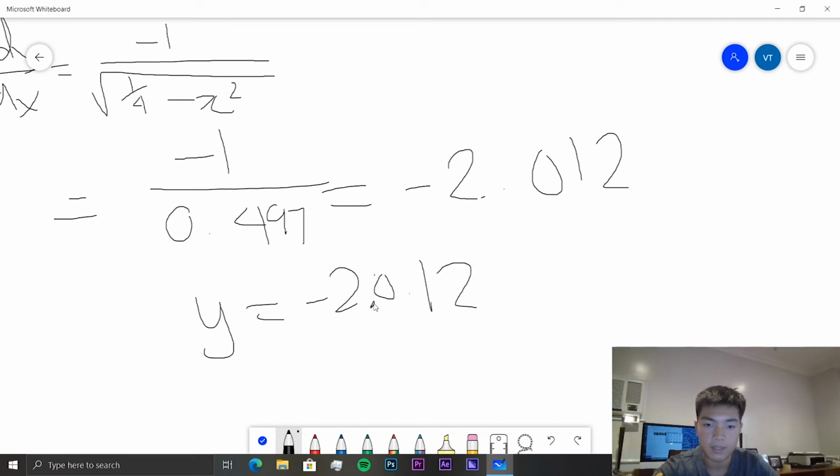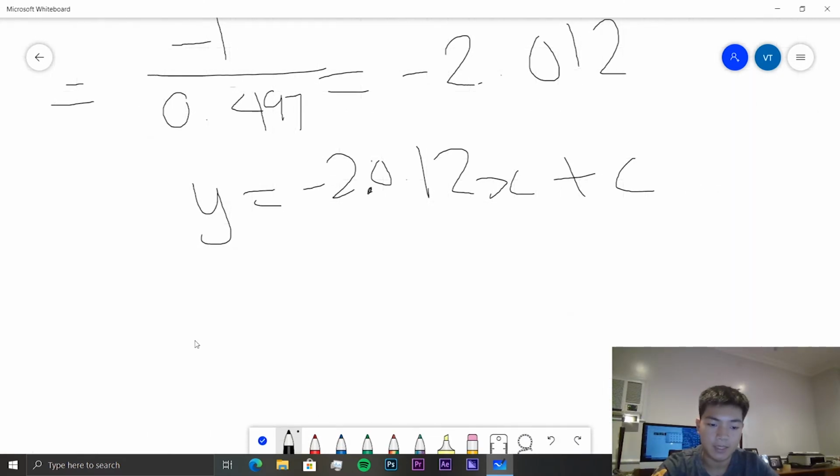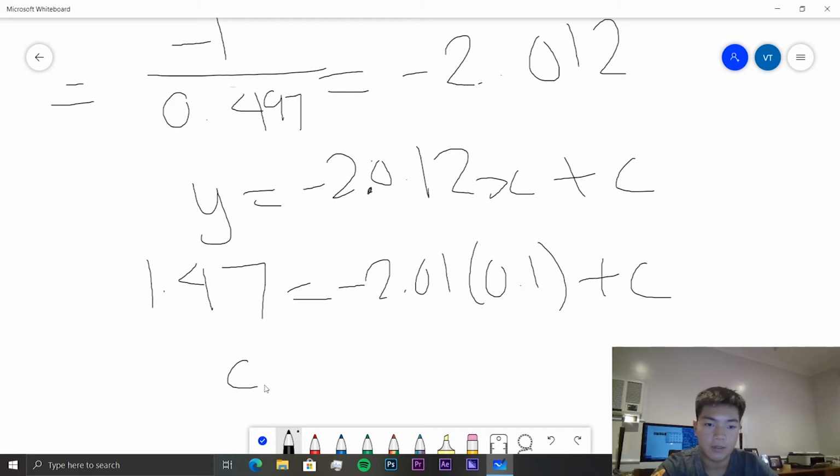Now that we have the gradient, we know that the line follows something like y is equal to -2.012x plus c, and we need to find this point 0.05 on arc cosine 2x. So let's get the inverse cosine of 0.1, and that's equal to 1.47. So the point 1.47 has to be on this line. So 1.47 is equal to -2.01 times 0.1 plus c. So the constant is 1.47 plus 2.01 times 0.1, which is 1.67.